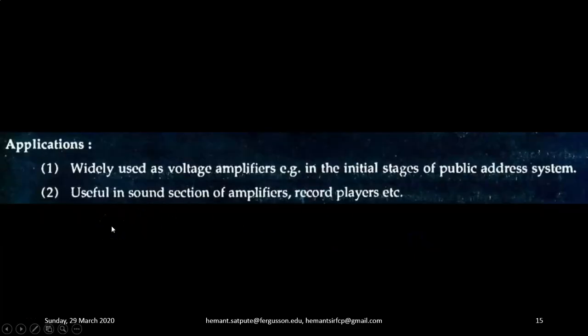Let us quickly learn the applications. First application, RC coupled amplifiers are widely used as voltage amplifiers, for example, in the initial stages of public address systems. And number two, they are useful in the sound section of amplifiers, record players, etc.